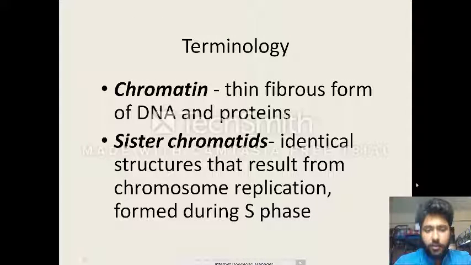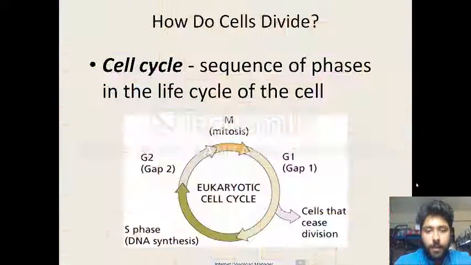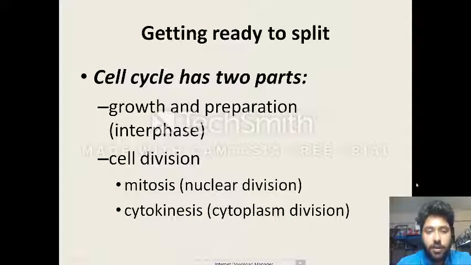These are some various terminologies like chromatids, sister chromatids, the anatomy of a chromosome. So this is the cell cycle mainly: the mitosis M phase, the G1 phase, then the S phase and G2 phase, where the DNA replication occurs.